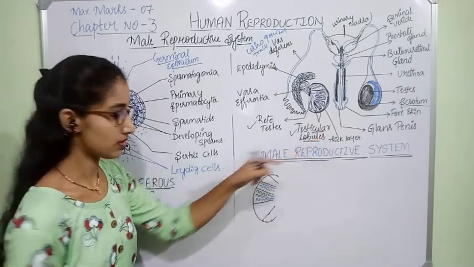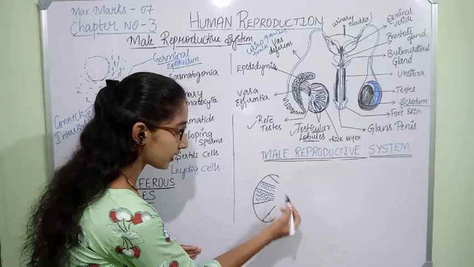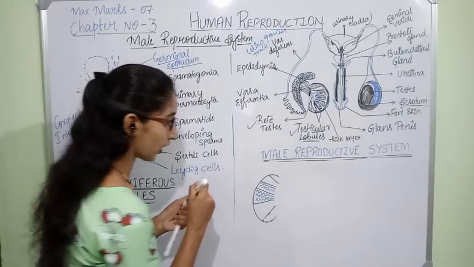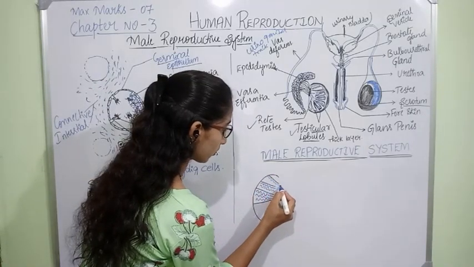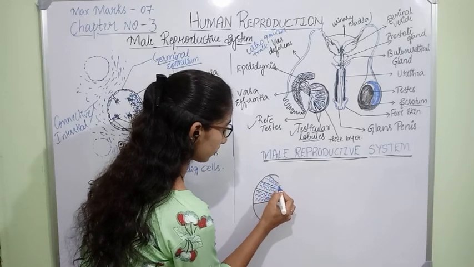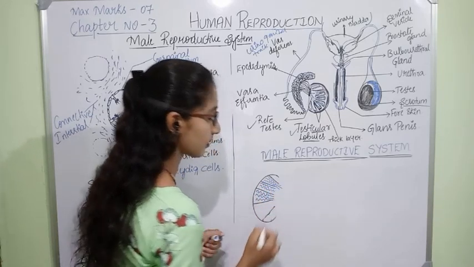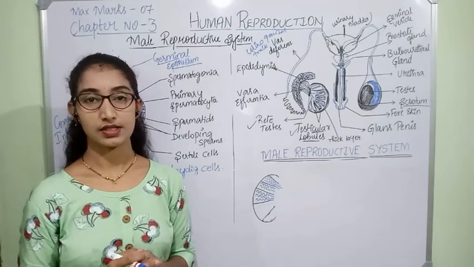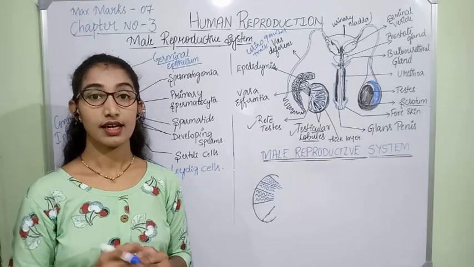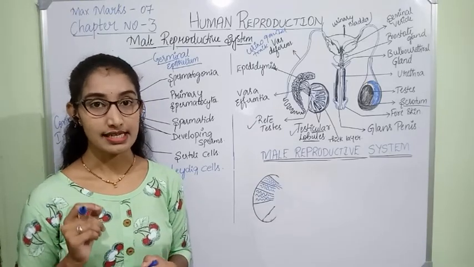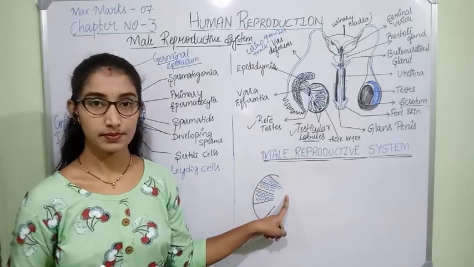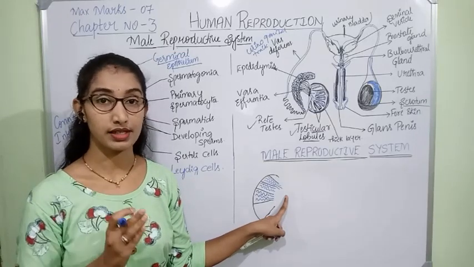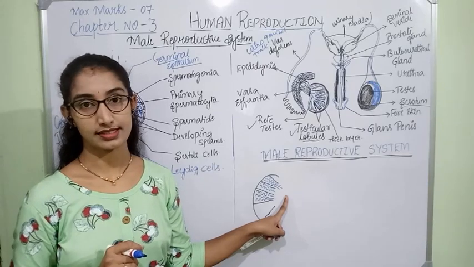These testicular lobules, I am enlarging here. Within the testicular lobules, there are one to three highly coiled tubular structures. They are nothing but the seminiferous tubules, and these are the actual region where spermatogenesis takes place.